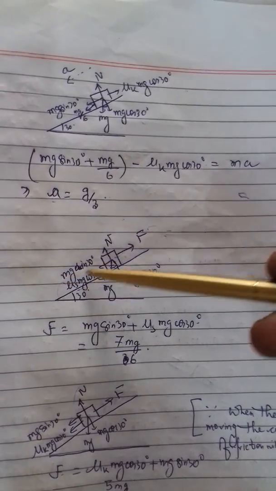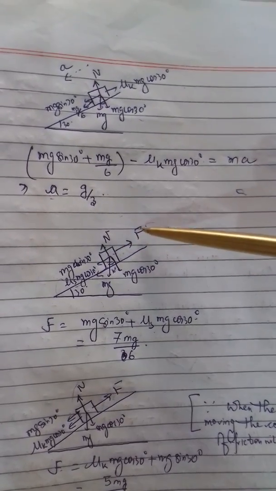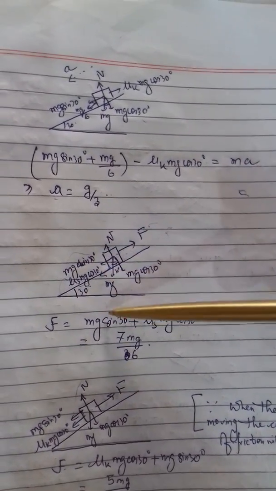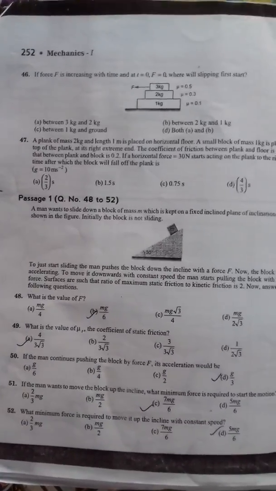And mg sin 30 degree will be this side. So to just start the motion, the minimum force required will be the sum of these two forces. By putting in the values, you will easily get 7 mg by 6. So the answer will be C. 51 will be C. Now move to the next question, that is 52.